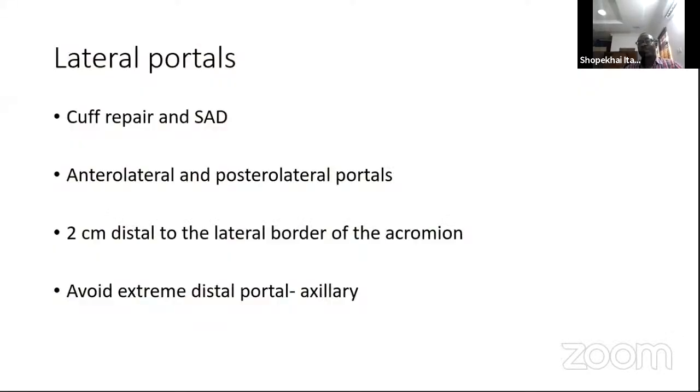We also need to mention the lateral portals, because if you're dealing with a cuff, the anterior portal will not suffice. You need to come laterally to put portals there. And these portals are aimed for the cuff repair as well as subacromial decompressions. And they are anterolateral and posterolateral portals. You usually are 2 cm distal to the lateral border of the acromion, and then you go 1 cm anteriorly or 1 cm posteriorly, as the case may be. Avoid extreme distal portal because of the axillary nerve.